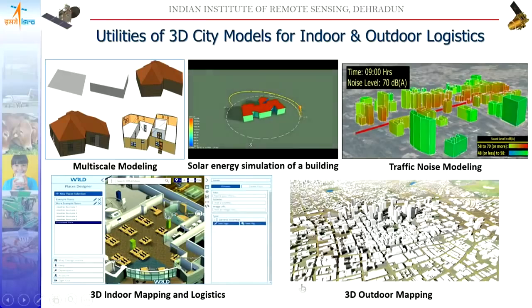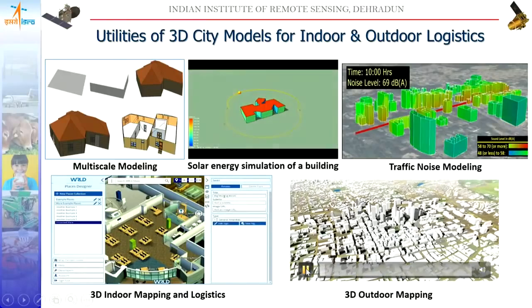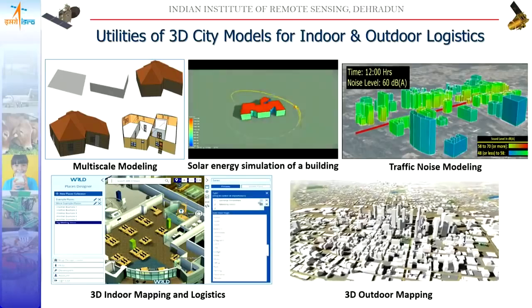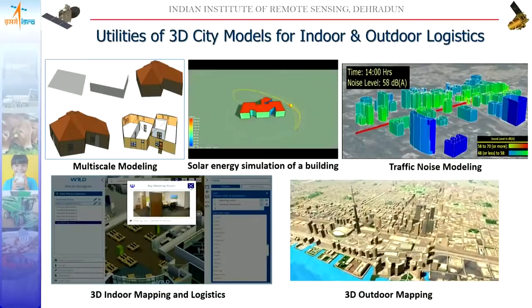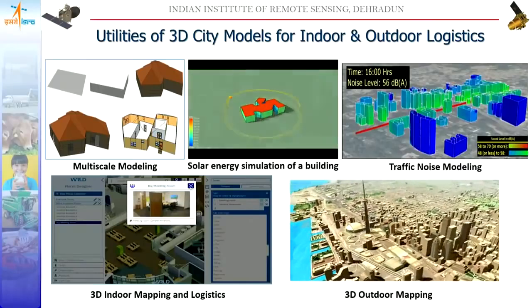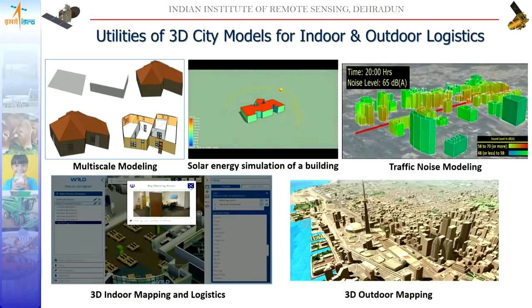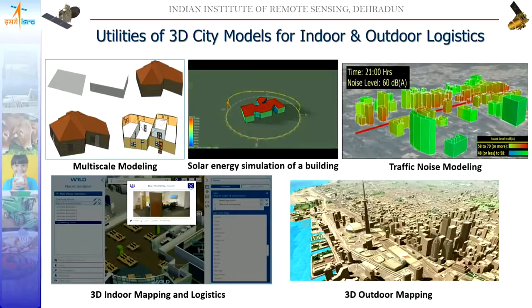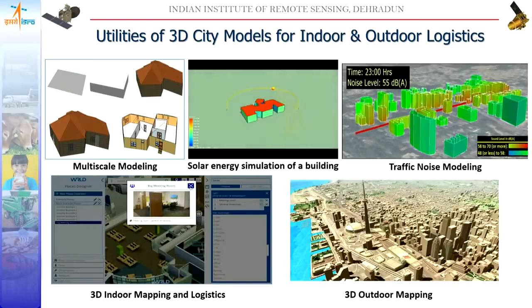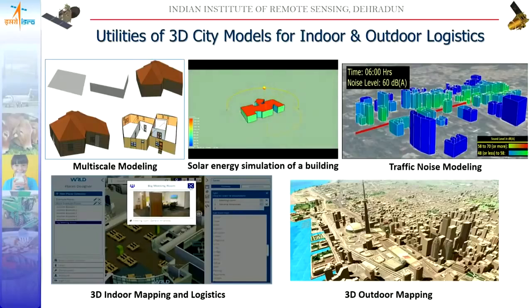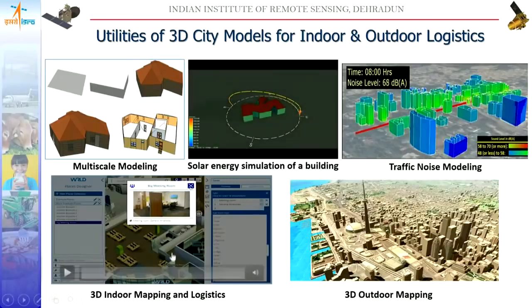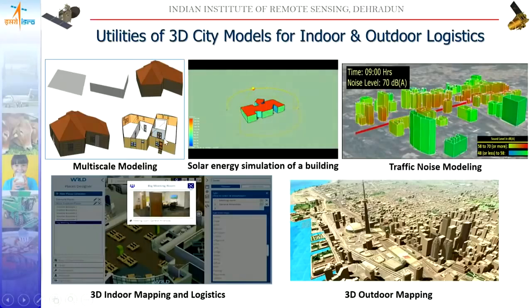Now here I would like to mention a few good pieces of information on the 3D utility models. The 3D models are now playing a very important role, especially 3D indoor logistics. So you can see that GIS allows you to create 3D city models. You can even do multi-scale modeling, meaning the entire area can be modeled using different levels of detail, LOD 0, LOD 1, LOD 2, LOD 3. And in the last part you can model the entire indoor with all the utilities.